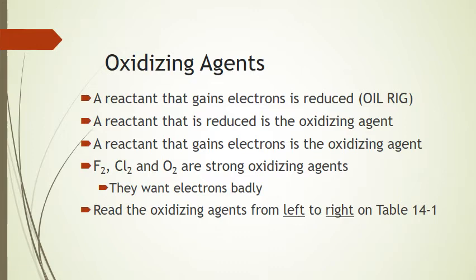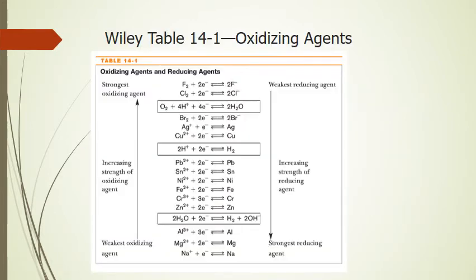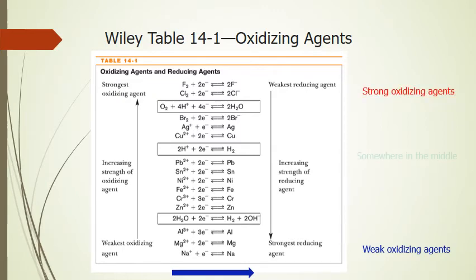On table 14-1, read the oxidizing agents from left to right. Let's take a look. We go from left to right. The weak oxidizing agents are sodium plus, magnesium 2 plus. The strong oxidizing agents, like we said before, are fluorine, chlorine, oxygen. The elements in the middle are in the middle in strength as oxidizing agents.